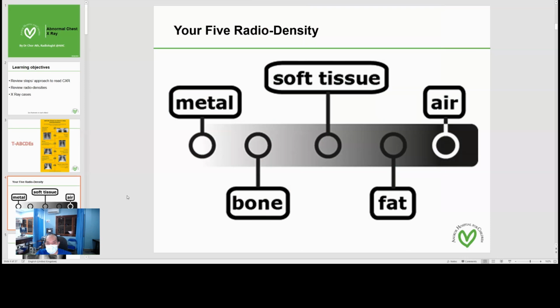And we already remember about the density in the radiograph. So the first one is air, black out; fat is dark gray, and soft tissue is light gray, bone is white, and metal is whiter.